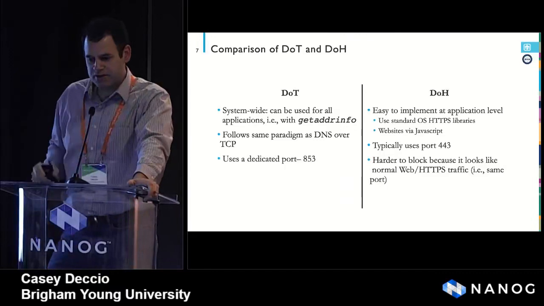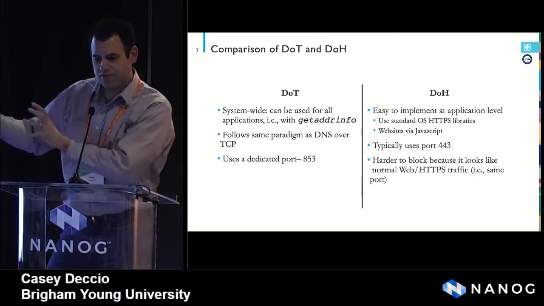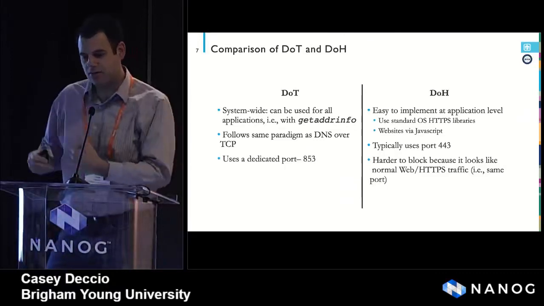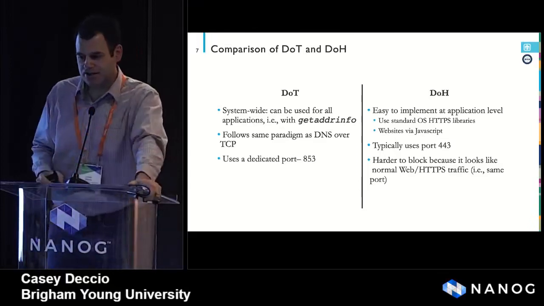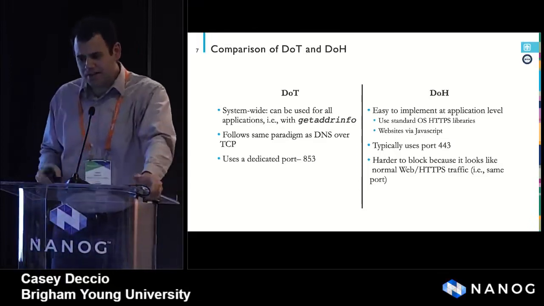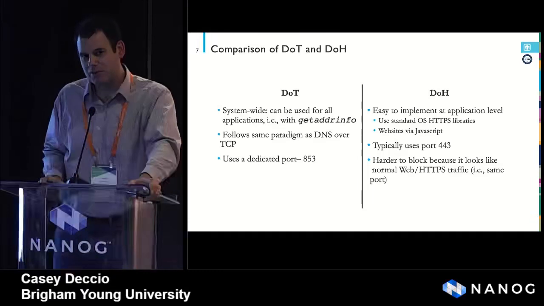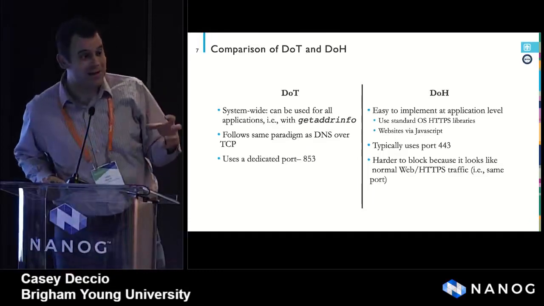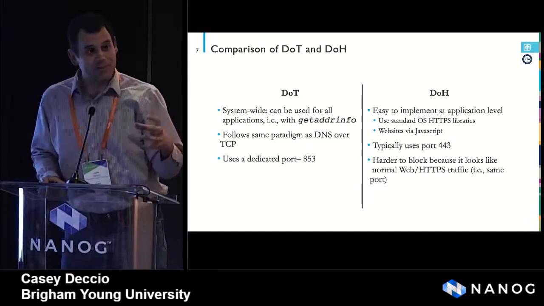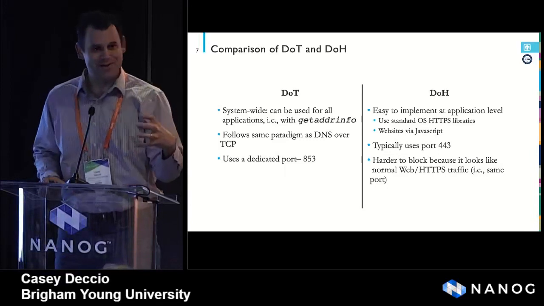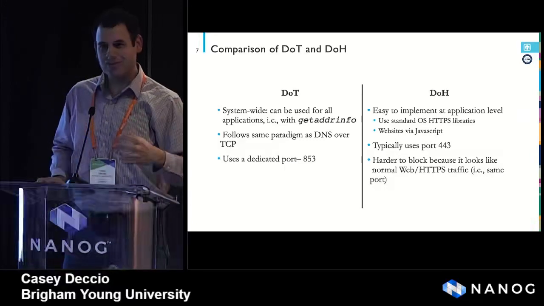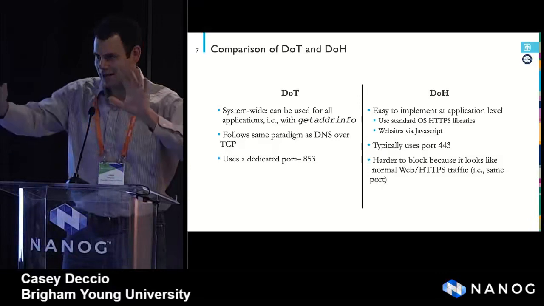I already mentioned this, but DoT follows the same paradigm as DNS over TCP in terms of how it works. And then DoH is a little bit easier to implement at an application level. And one of the features of this, because now you're doing it in HTTP, you've opened it up to things like JavaScript, where you traditionally could only do, for better or worse, might I add. I'm not advocating one way or the other.